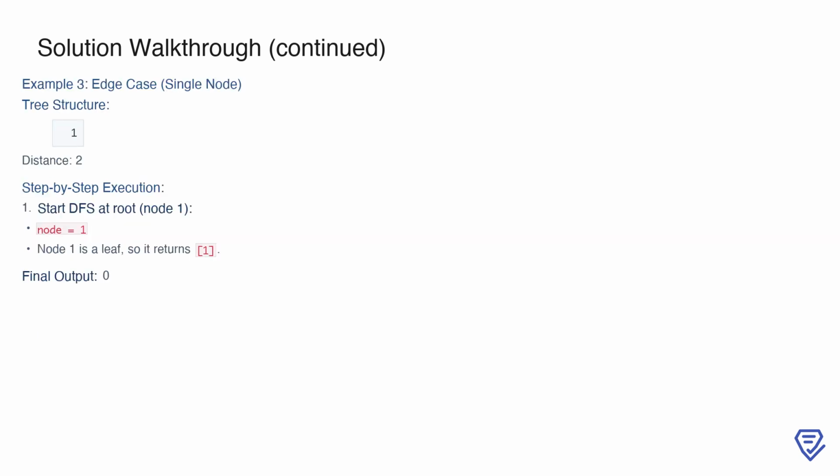In this edge case, we have a tree with only a single node, which is the root, node 1. Since there are no other nodes, node 1 is considered a leaf. During DFS, it directly returns 1 as its depth. However, because there is only one node, there are no pairs of leaf nodes to evaluate. As a result, the final output is 0 good leaf node pairs for this tree.